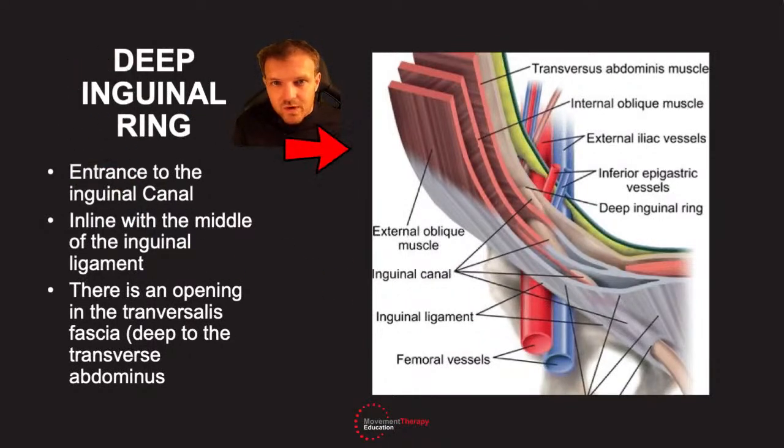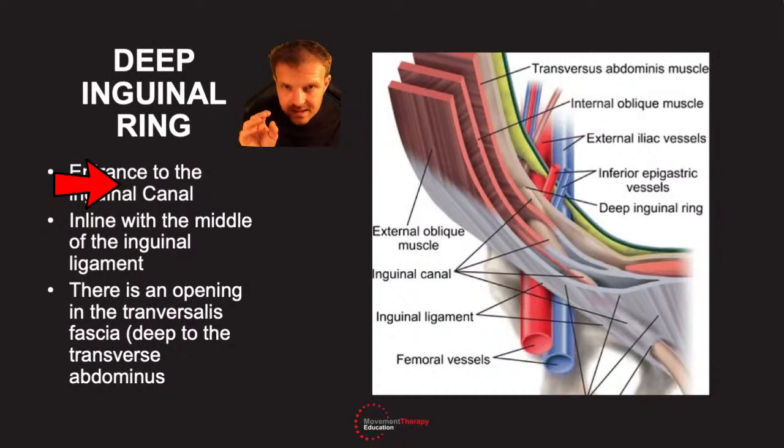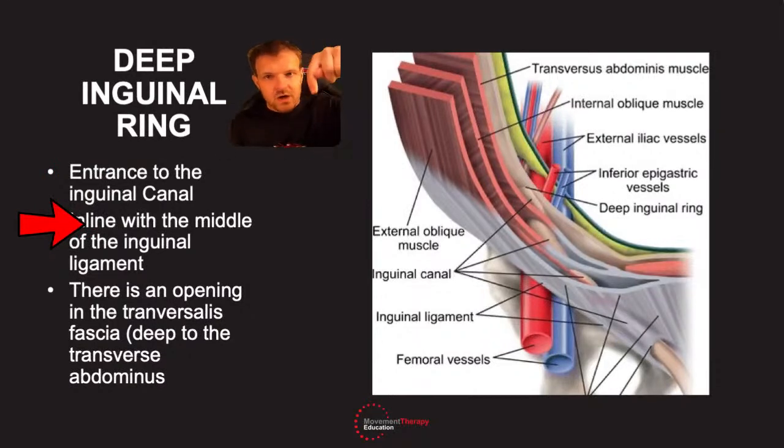So the deep inguinal ring, this bit here, is the entrance to the inguinal canal. This is where it first starts. It's in line with the middle of the inguinal ligament. So if you put a finger on your ASIS, a finger on your pubis, halfway between the two points, that's where your deep inguinal ring is. Okay, and if someone has a hernia, there are different types of hernia. We'll cover those in a sec. That might be the first point where it comes through. Okay, so it's just something to bear in mind when you're listening to people's stories.